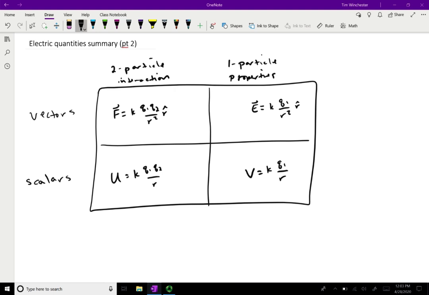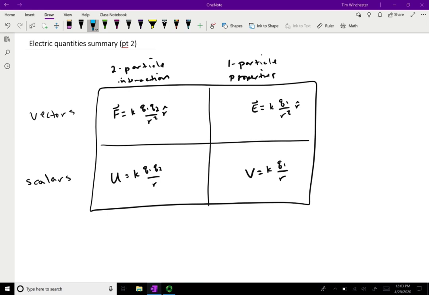The same thing is true for electric potential. The potential is just a property of one individual charge, and we can find the potential if we have a bunch of different charges present, but we find the potential for each one and then add them together. We have a variety of connections between these.